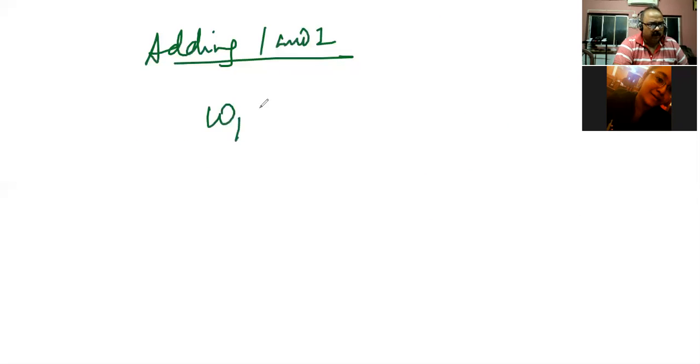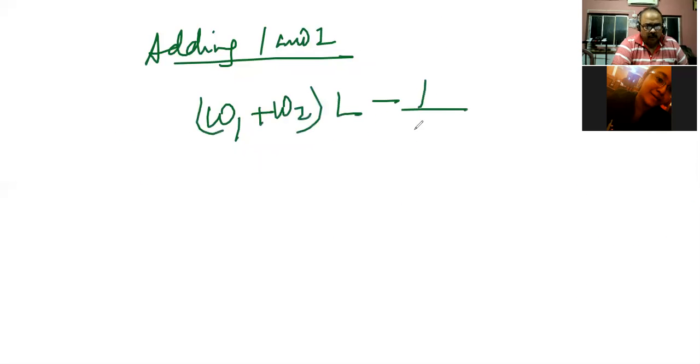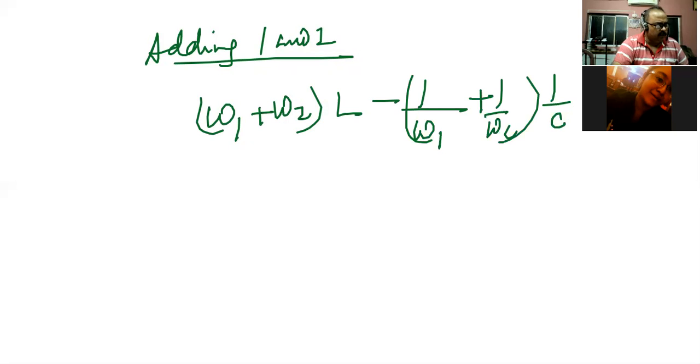You get omega 1 plus omega 2 L minus, and what do you get over here? Add up both, so this will be getting minus 1 by omega 1 plus 1 by omega 2, and that will be equals to 1 by C. So this you will be getting as, this will be equals to 0, because R minus R is 0.